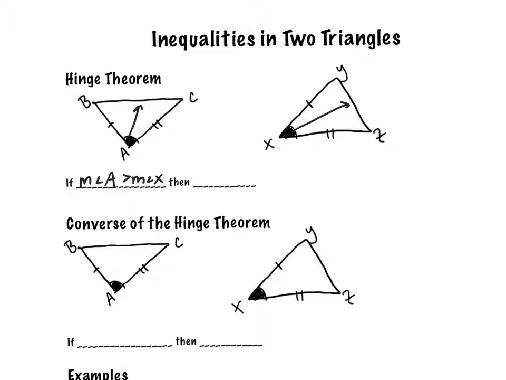In a very similar kind of way to what we looked at on Thursday, because angle A is bigger, that means that the side that's opposite is going to be greater than the other side. So BC is greater than YZ, right? So it's longer. Okay.